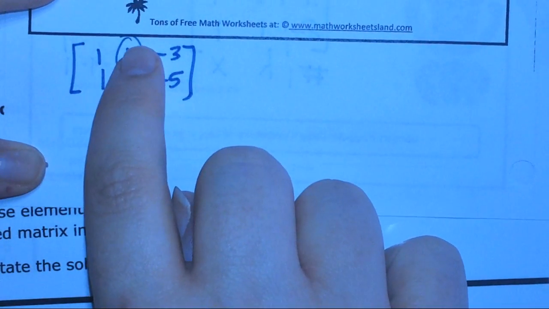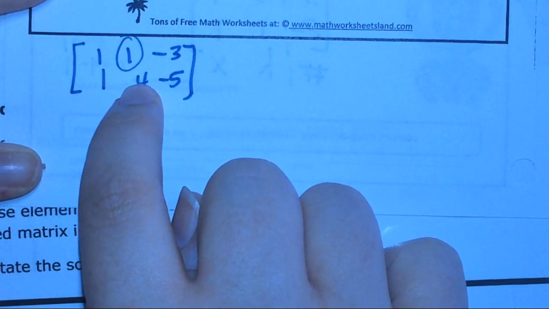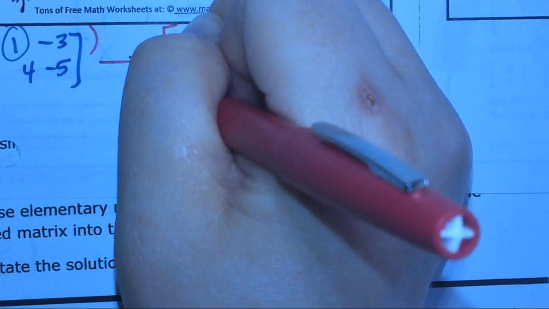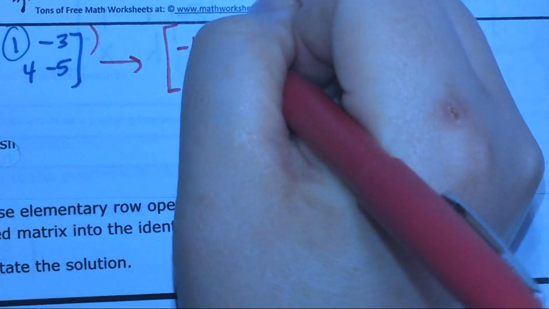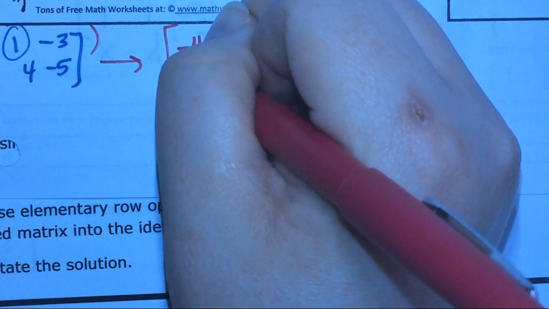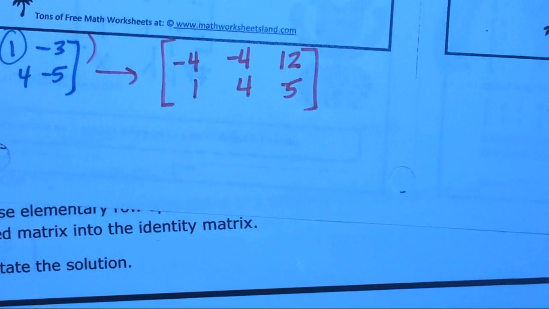to help us out. If we want this to be a 0 and we need those two to cancel out, don't we need negative 4 and positive 4 so they'll go away? So the easiest thing to do is to multiply that whole top row by negative 4. So that means my matrix is changing. It is now negative 4, positive 12, 1, 4, negative 5.